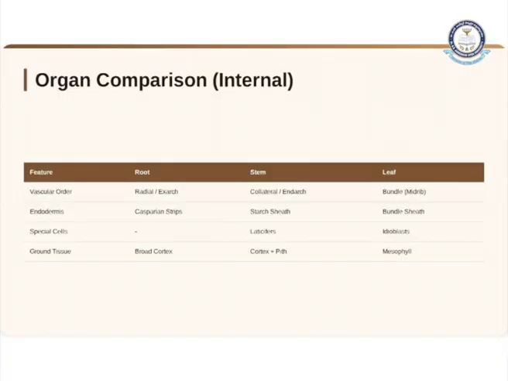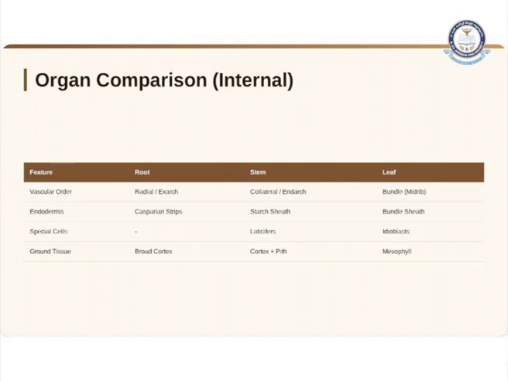Then we have a leaf. In the leaf we see specialized cells called idioblasts. Why is it called an idioblast? Because of the presence of cystoliths. These cystoliths are made up of calcium carbonate. Then we see the ground tissue. If we see the ground tissue, this is a broad cortex. The stem will have a cortex and the pith.